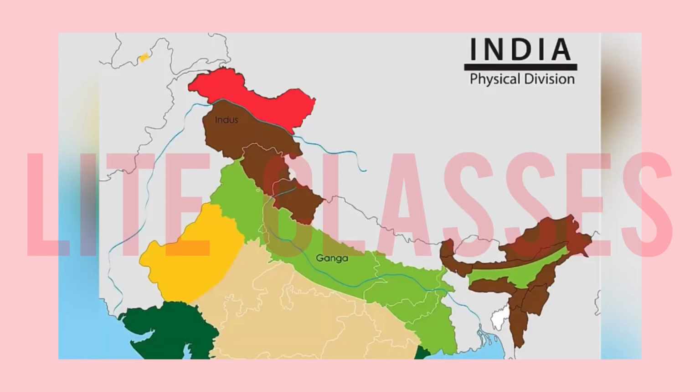The northern mountains, the Himalayas, are divided into three parallel ranges: Greater Himalayas, Lesser Himalayas, and the Outer Himalayas. Beyond them lie the Trans-Himalayas, comprising the Zaskar, Ladakh, and Karakoram ranges.